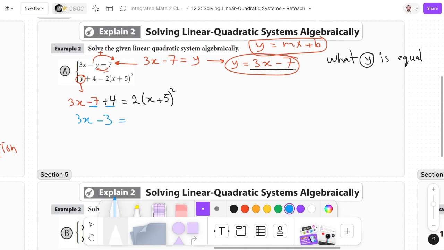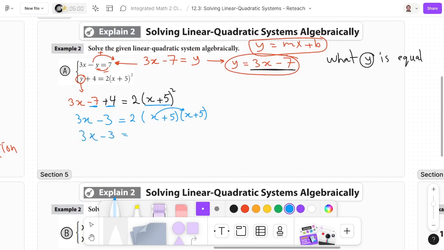Now this side, x plus 5 squared means what? It means x plus 5 and x plus 5, so it's repeated twice. Now how can I simplify it? I use the distributive property. Okay, so now let me remove this one.